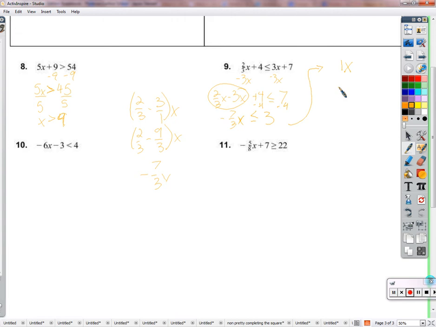Dividing negative 7/3 on each side. Divide by negative 7/3, which is the same as multiplying by negative 3/7. Multiply by the reciprocal, remember? Okay. So we multiply by negative 3/7 on the left side and multiply by negative 3/7 on the right side. On the right side we get negative 9/7. The inequality sign: it's less than there, so that needs to be greater than.